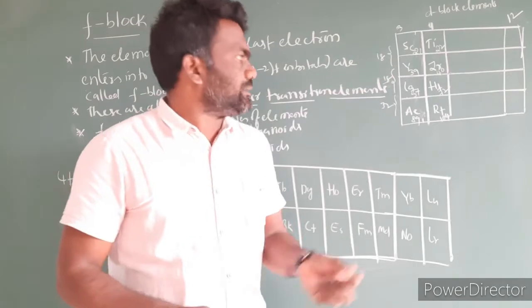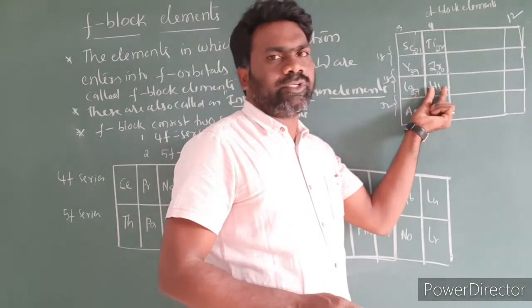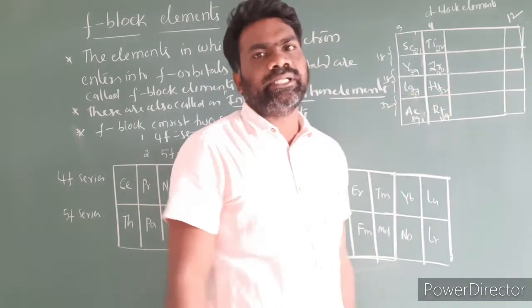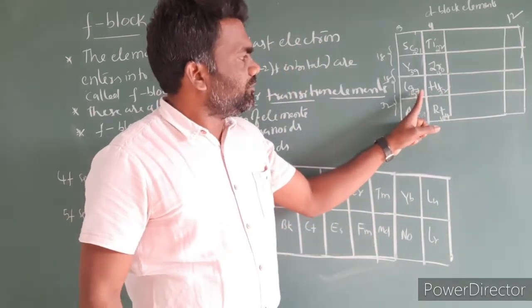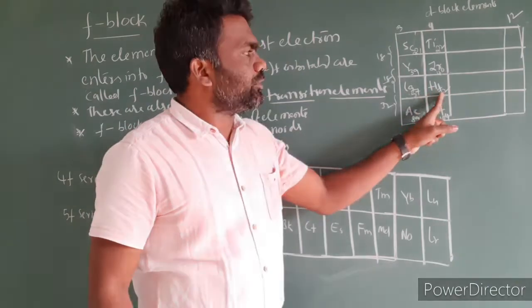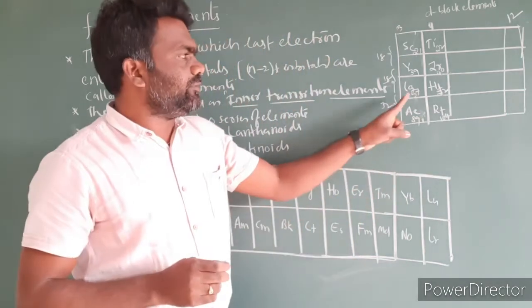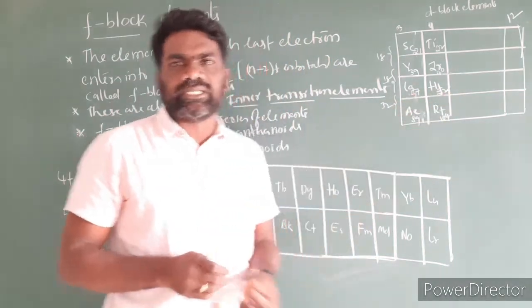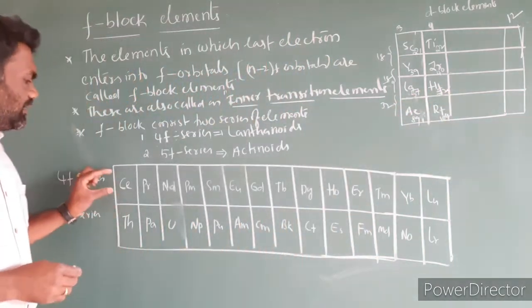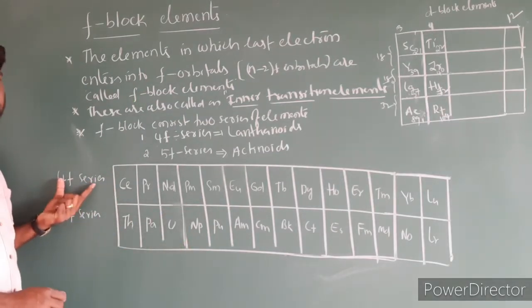So what is the point? Between lanthanum 57 and hafnium 72, some elements are missed. We tried 57, 58, 59, 60, but after 57 we directly wrote 72. That means between 57 and 72 some elements are missed. Those elements are none other than the 4F series elements.